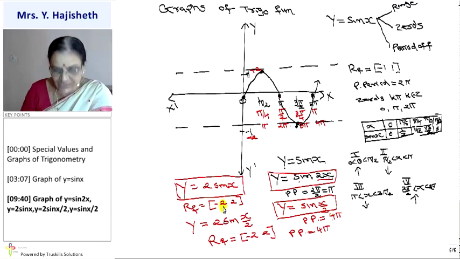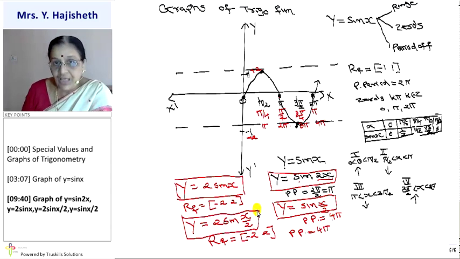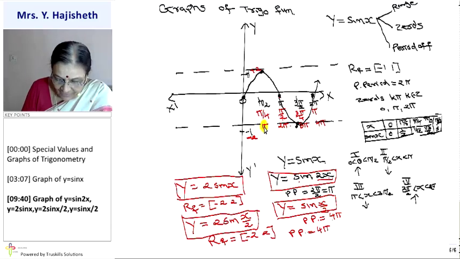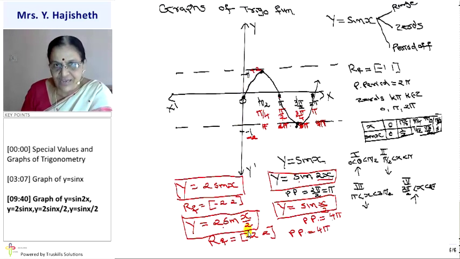So here two changes. For this graph I have to make two changes on my original graph. I have to make this double: pi, 2 pi, 3 pi and 4 pi. The domain I make double, and the range also I will make double. So for the graph of 2 sin x by 2, on the x-axis you will write 0, pi, 2 pi, 3 pi, 4 pi. And on the y-axis I will write -2 and +2.